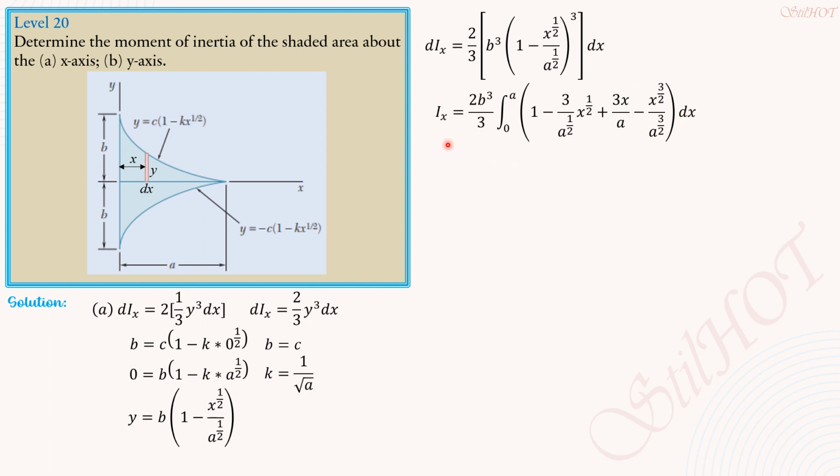So integrating, Ix is 2b cubed over 3, quantity x, minus 2 over a to the 1/2 times x to the 3/2, plus 3x squared over 2a, minus 2/5 x to the 5/2 over a to the 3/2, where 2/5 is the reciprocal of 5/2, because the integral of x to the 3/2 is x to the 5/2 over 5/2. So that's why you have 2/5 here.